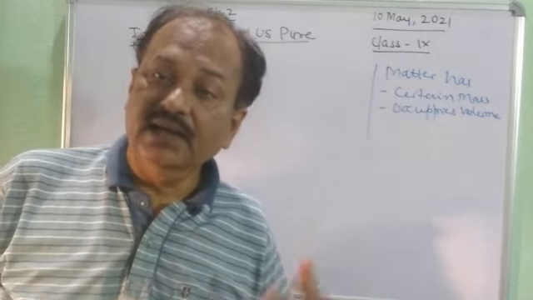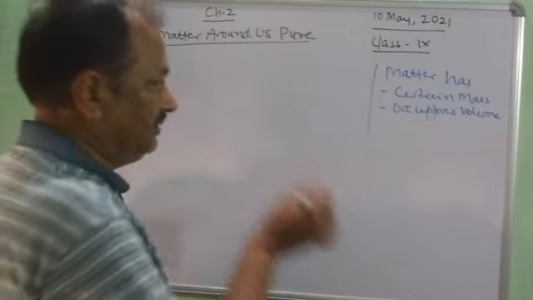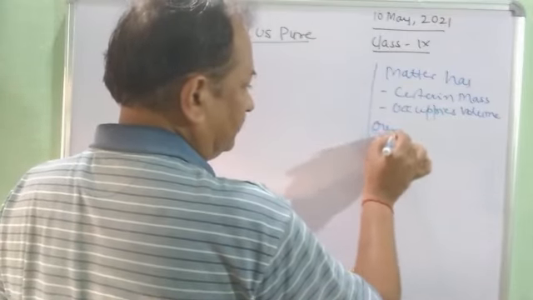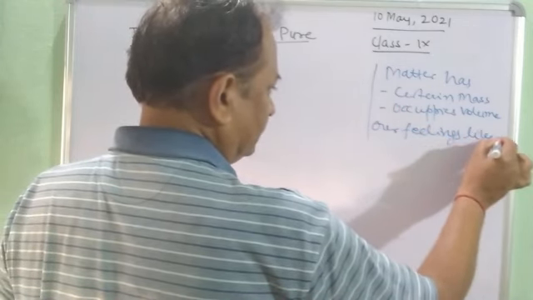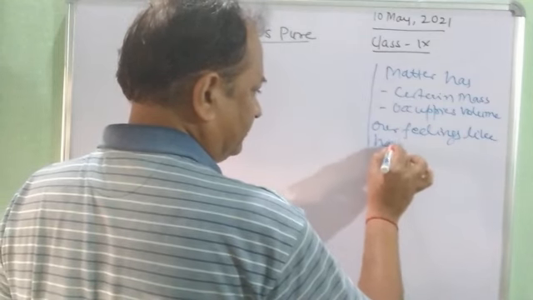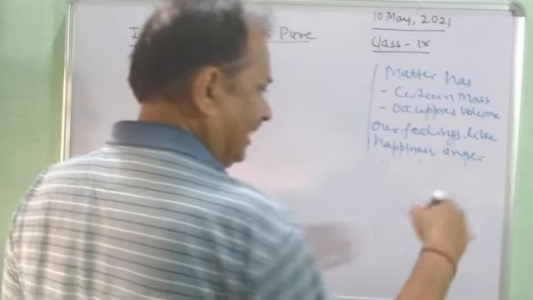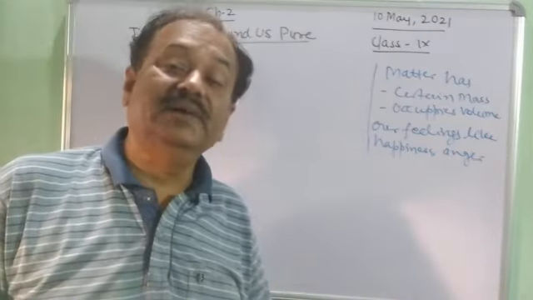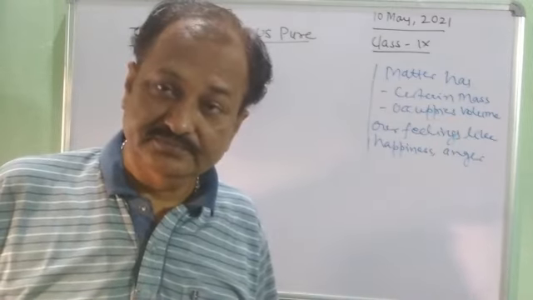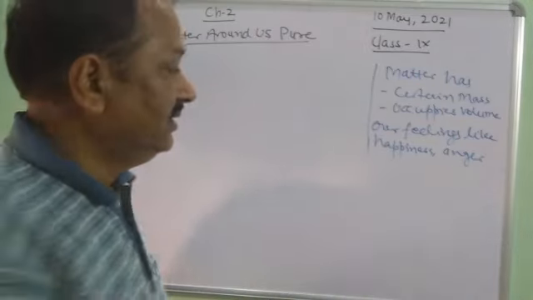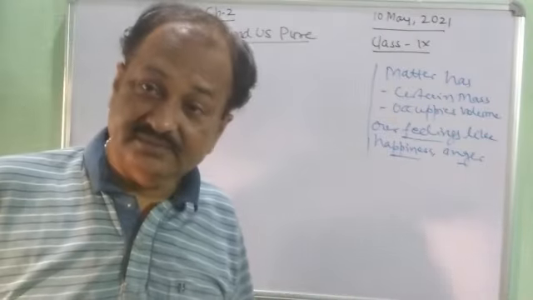Like any mental feeling or emotion, our feelings, like happiness, anger, they are not regarded as matter because they neither have mass nor they have volume. So this is the quality that our feelings and emotions are not regarded as matter.